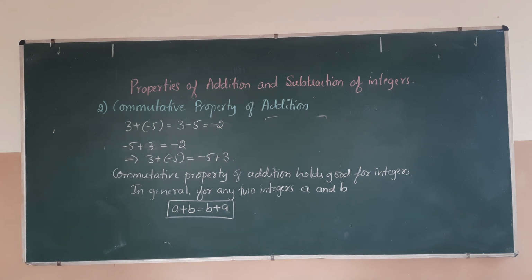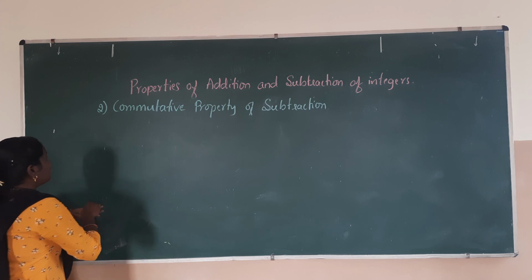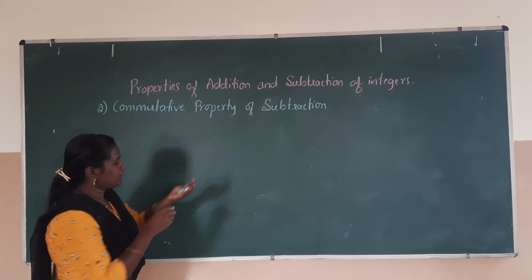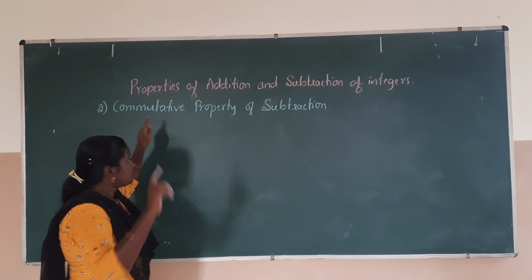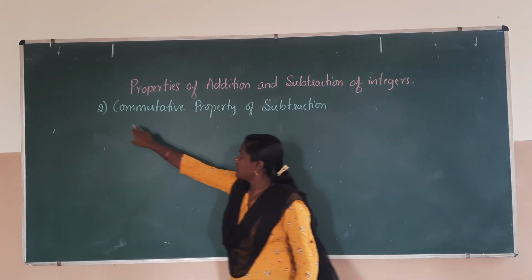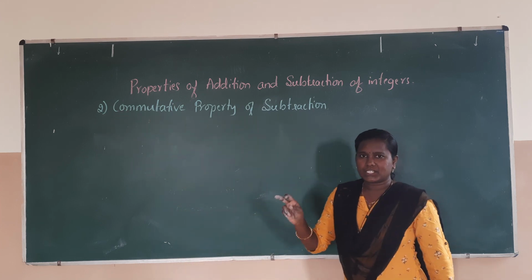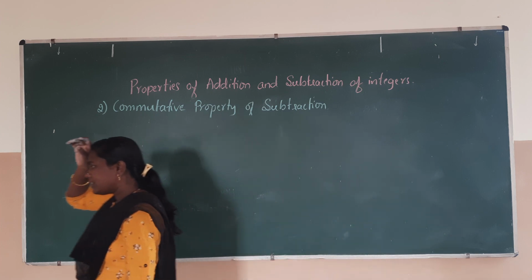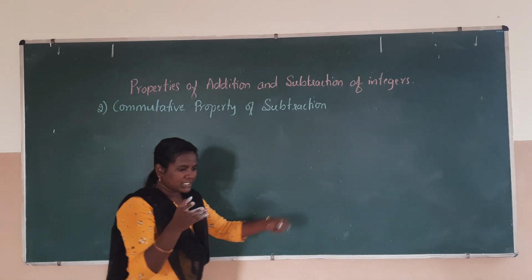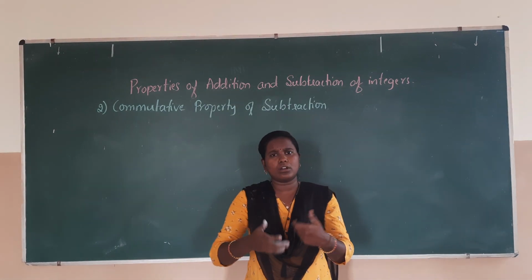Then what does the commutative property of subtraction say? Let us see. Commutative property of subtraction. So the earlier one, commutative property of addition, make it Roman number 1, and this second one, Roman number 2, is the commutative property of subtraction. In this, let us see if we change the order of the integers, whether the difference is the same or different.